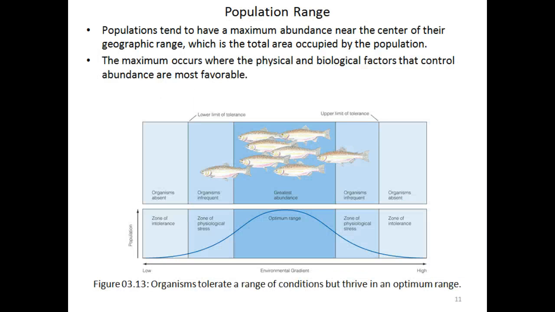Populations tend to have maximum abundance near the center of their geographical range, which is the total area occupied by the population. The maximum occurs where the physical and the biological factors that control abundance are most favorable. Optimum range, greatest abundance. Less optimum, lower abundance.